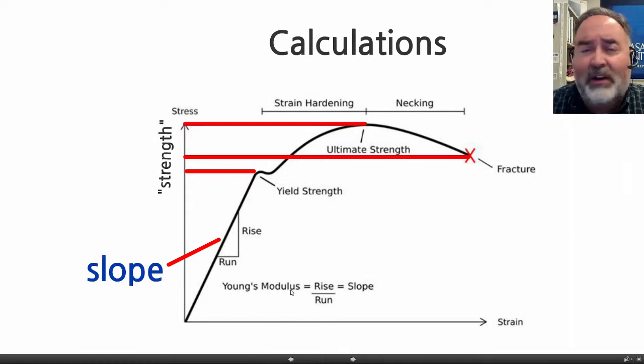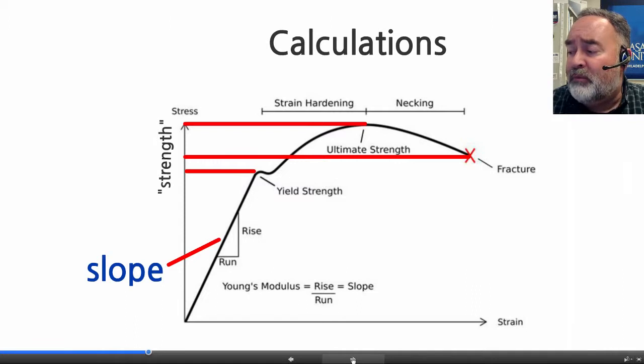Modulus happens to be a very fancy word for slope. So this is Young's slope, or Young's modulus. It's the rise over the run for a stress versus strain material. So we're going to look at this slope, and depending on what slope the sample has, that will tell us what the Young's modulus is as we calculate it, and it will allow us to tell which material is strong and which material is not strong.